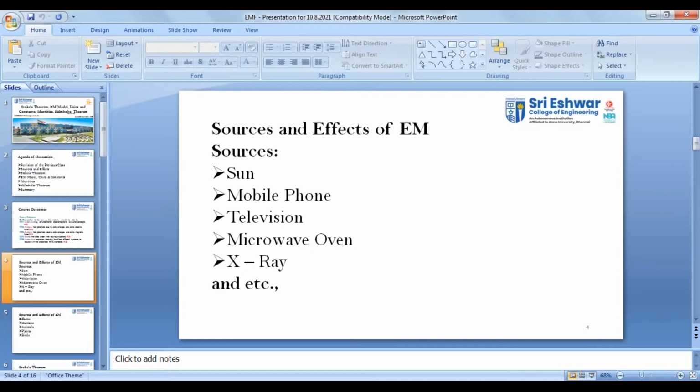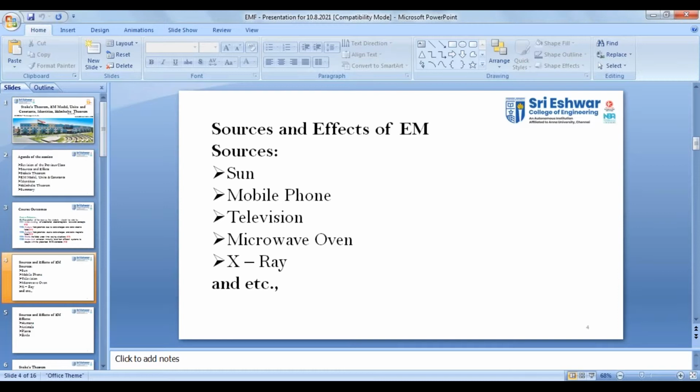Then we are using our mobile phone, and these last 1.5 years we are using mobile phones to a greater extent. So their electromagnetic interference waves are there. Then in television, microwave oven, X-ray, we have a lot of sources where electromagnetic radiations or waves are available.